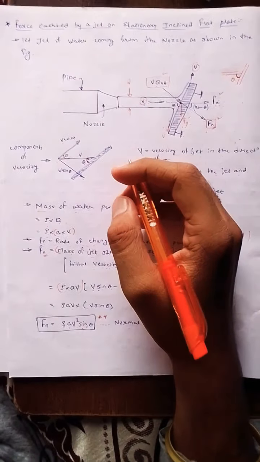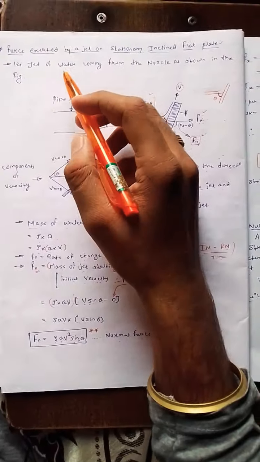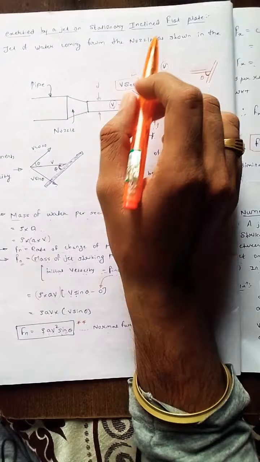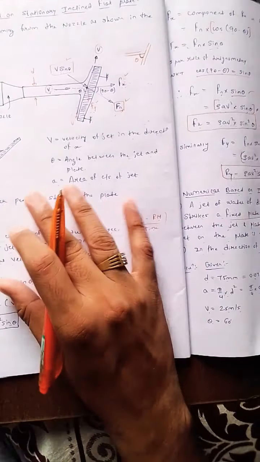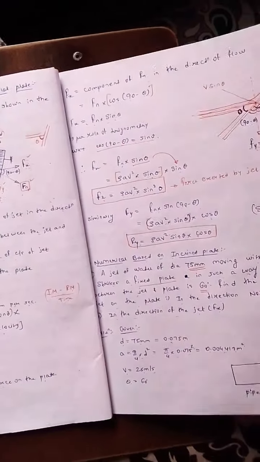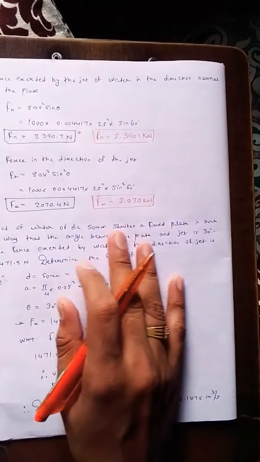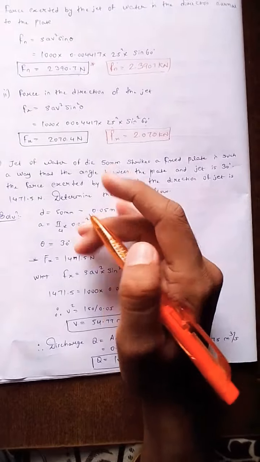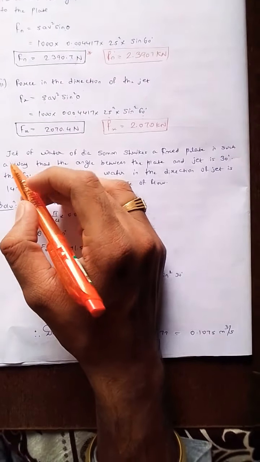Okay, students, so in the last video we just covered the derivation of force exerted by the jet on this stationary inclined flat plate. So we have derived the whole equation in the last video, and we have done one numerical, and another type of numerical was left. So we will be going to the second type of numerical of the same concept.